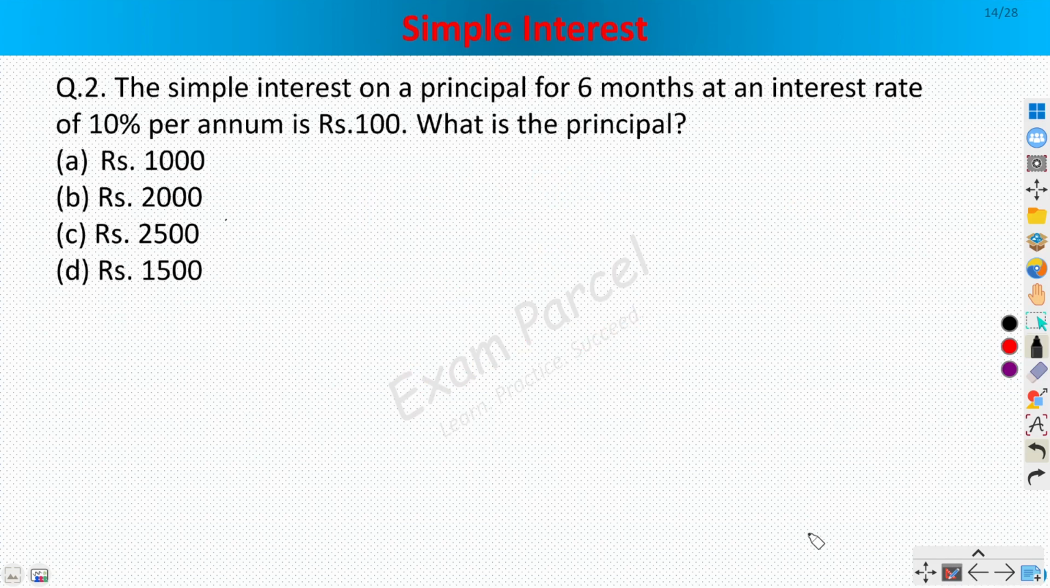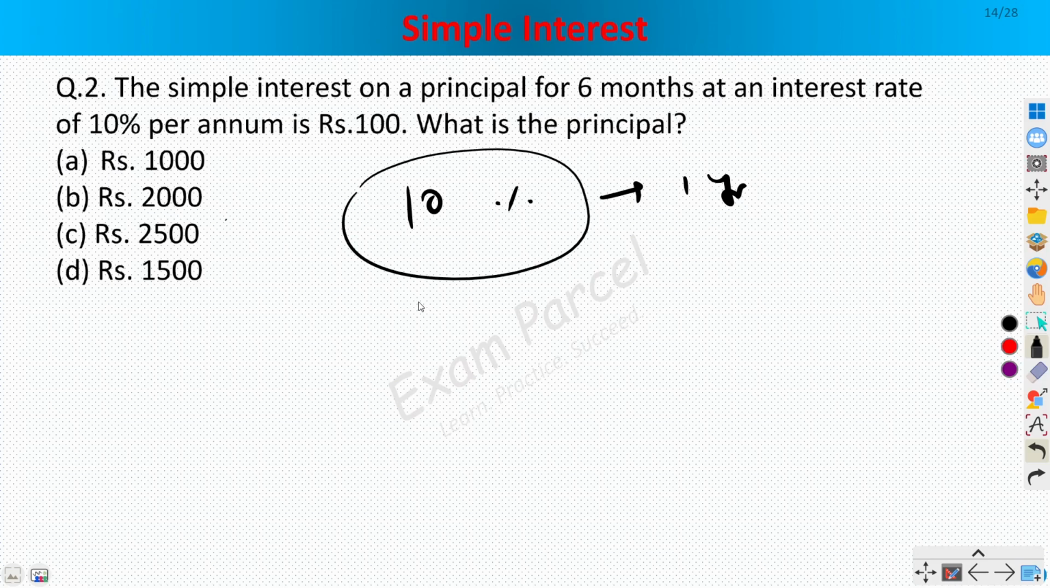The simple interest on a principal for 6 months at an interest rate of 10% per annum is rupees 100. What is the principal? Again, very easy question. See, 10% is for 1 year. And we know that this is always fixed, you can apply the unitary method on this, right? So for half year, 6 months, that is half year, right? So obviously this would also get half. So 5%.